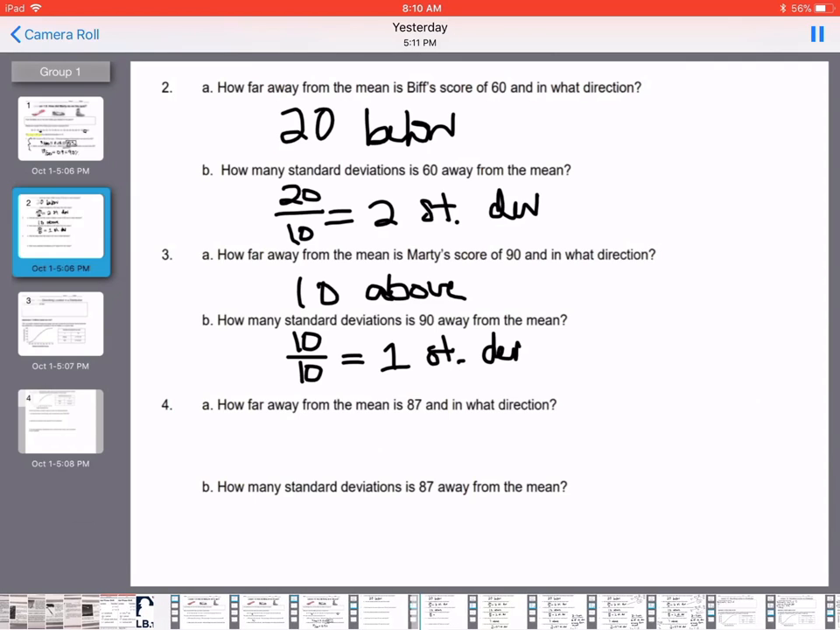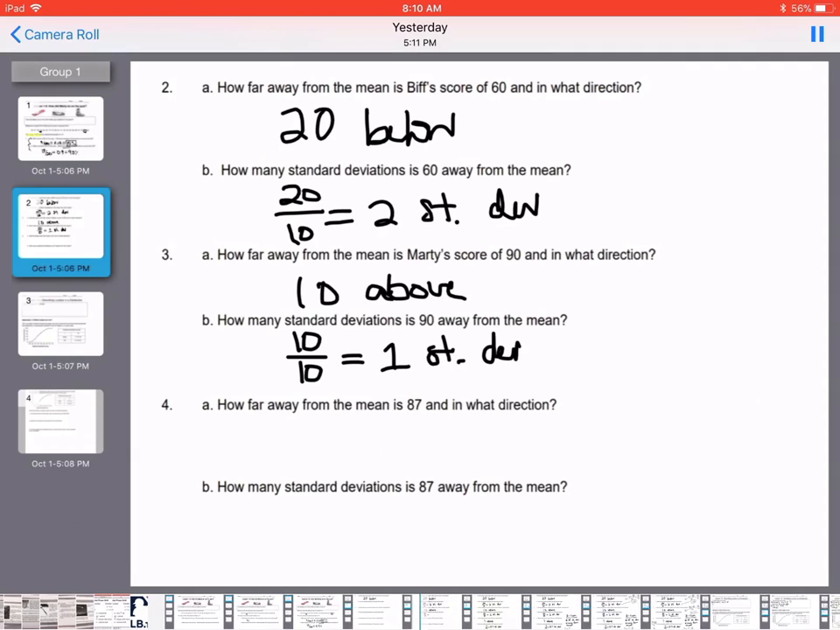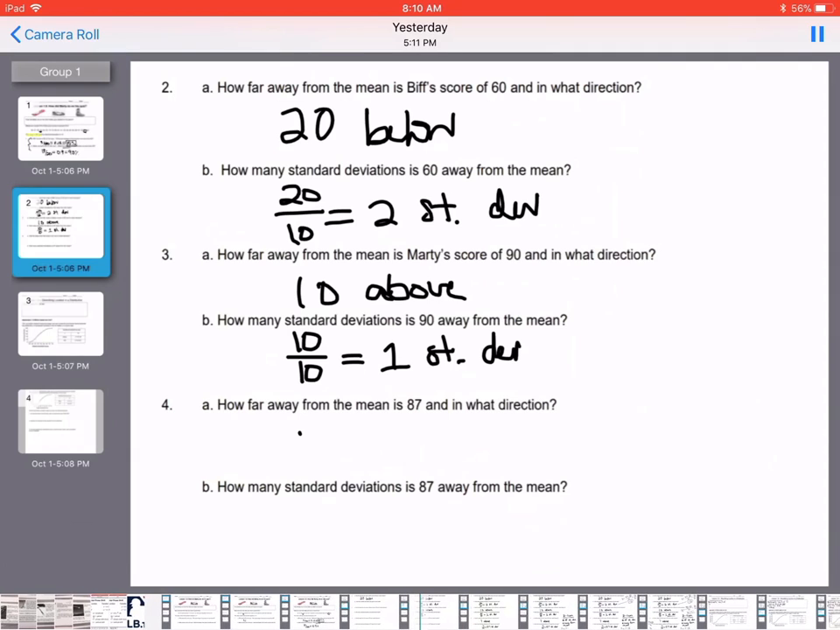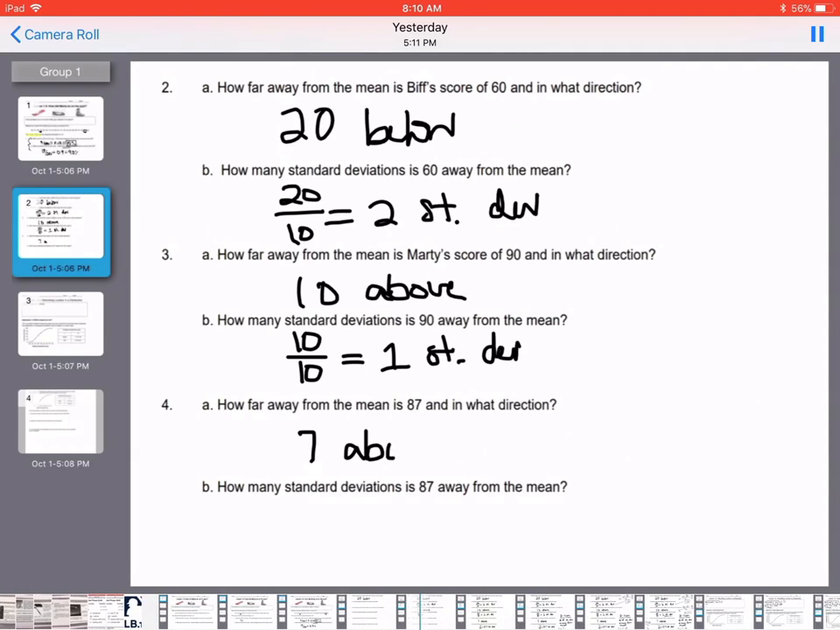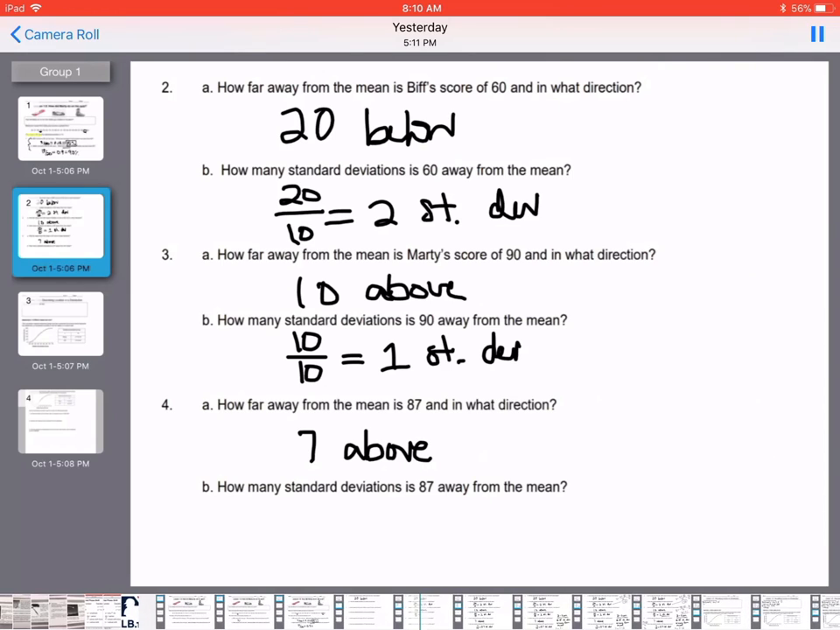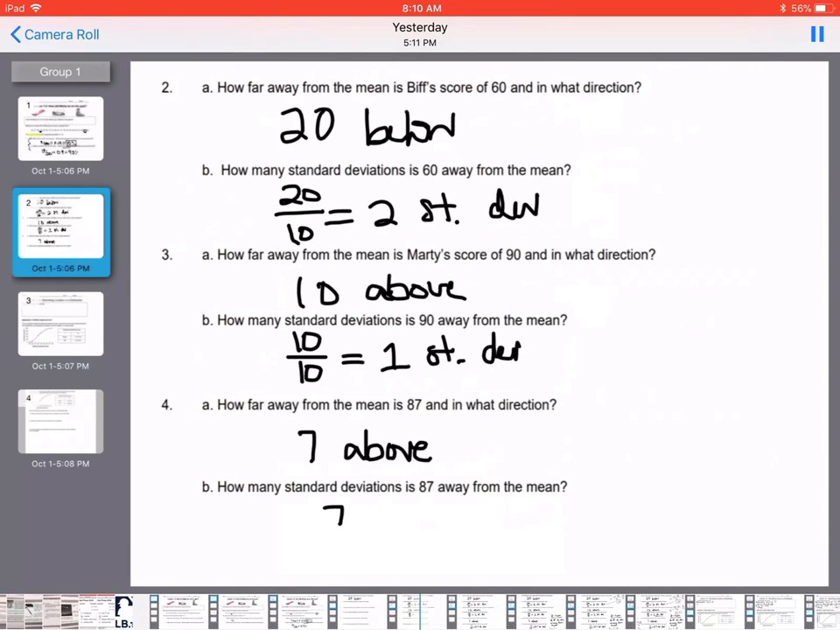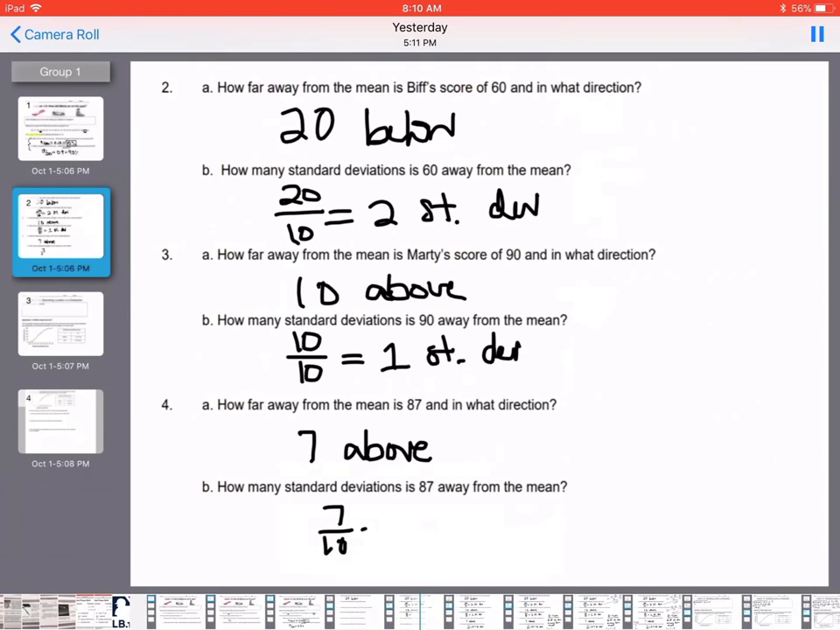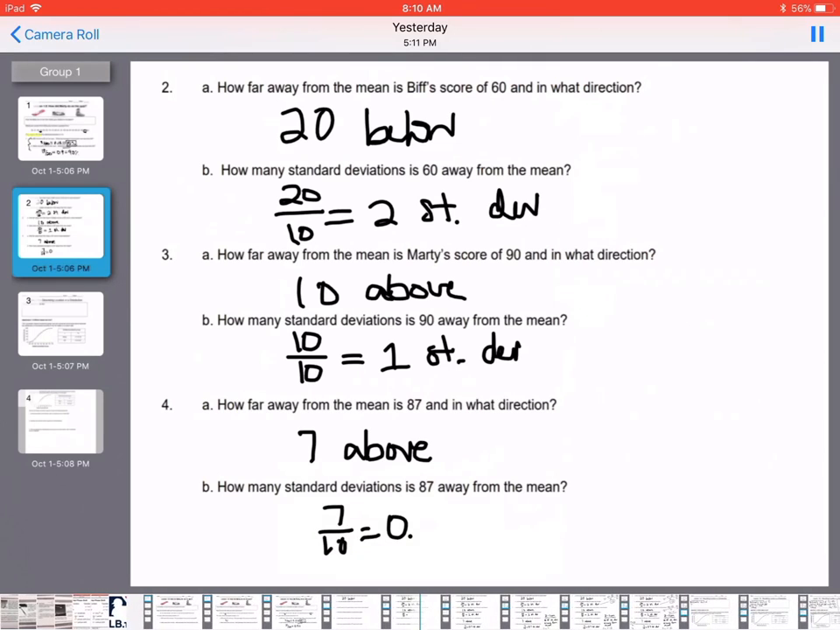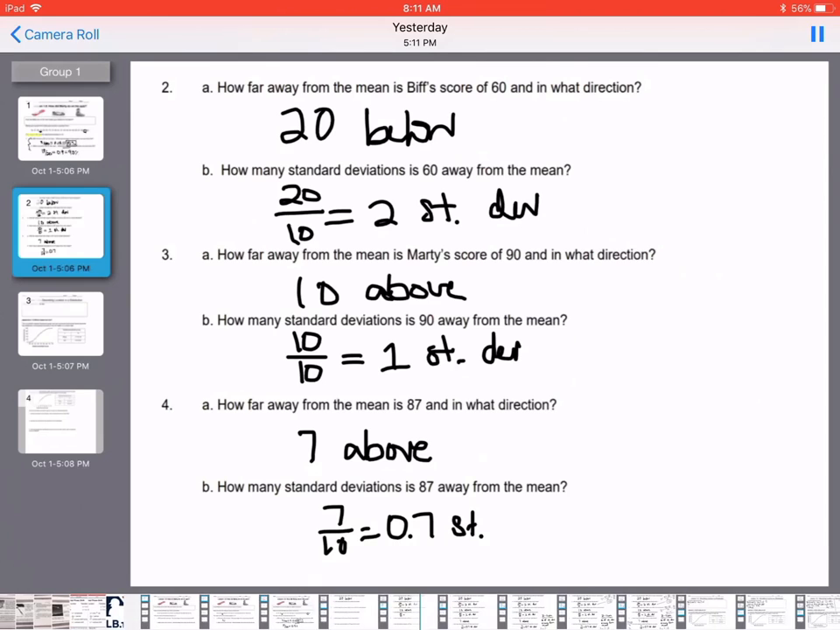Okay, number 4, how far away from the mean is 87 and in what direction? Hopefully that's pretty simple for you. That's 7 above. How many standard deviations is 87 away from the mean? Well, again, take your 7, divide it by 10, and that's 0.7 standard deviations.